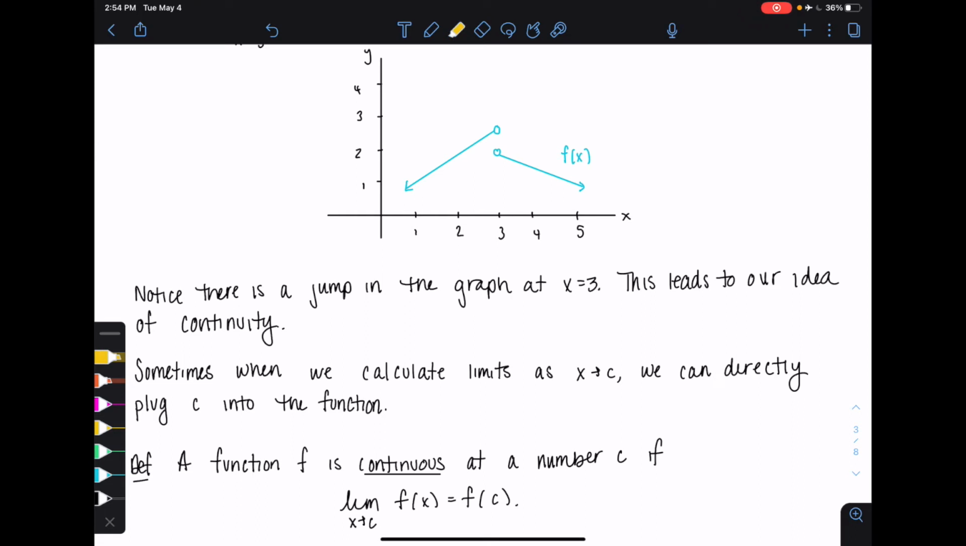So if I look back to this function, as we approach 3 from either side, the limit doesn't exist. So I have this break, I don't have that smoothness, I don't have continuity at 3. But any other number, if I approach from either side, it goes to the actual output. So I'm good everywhere else.